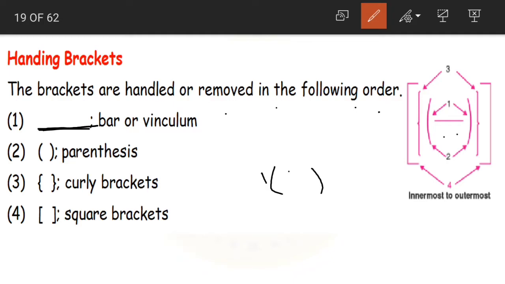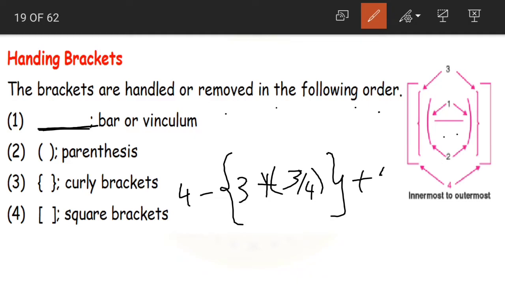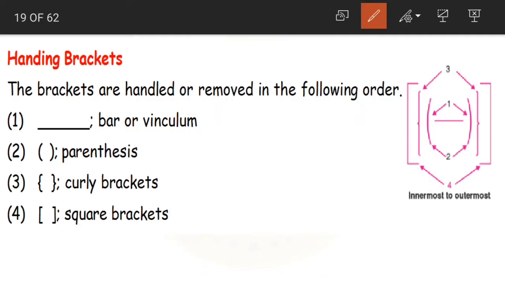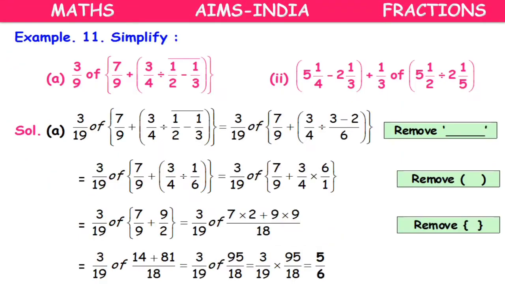For the innermost terms you must use a parenthesis, and then suppose I am writing 3 plus here, then I need to use curly brackets, and then suppose I am using something like this, then in the outermost I should use the square brackets. Okay students, so whenever you are using these brackets, use them in this order. Innermost should be our parenthesis, then curly brackets, and then square brackets. Clear? Remember this: bar, parenthesis, curly and square brackets.